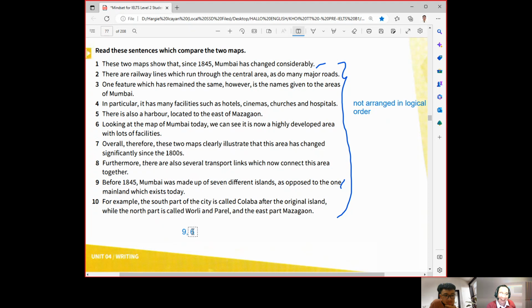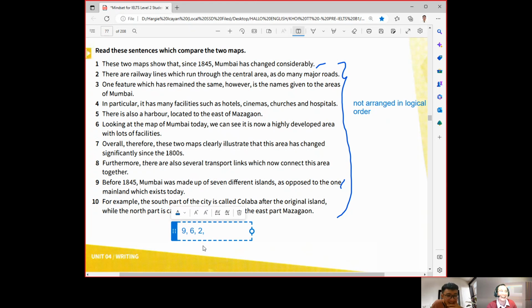Number 2. Correct. Why number 2? Look at this one. We're talking about today, and today we can see a highly developed area with lots of facilities. And what are those developed areas and facilities? There would be railway lines which run through the central area, as do many major roads. So that would be the third one. Connect that particular idea again.